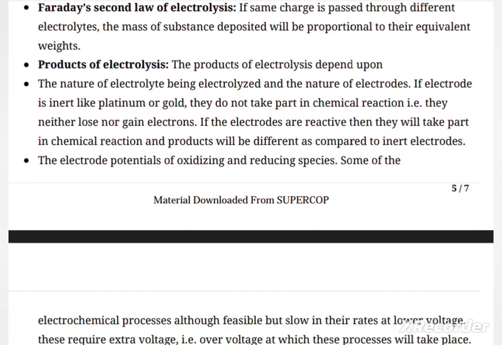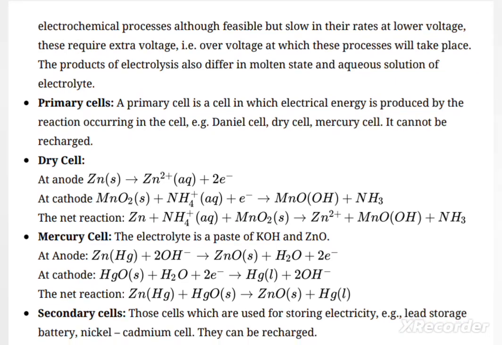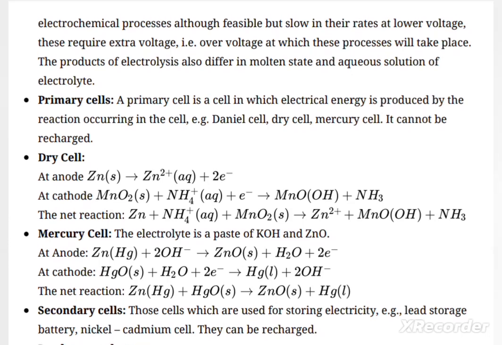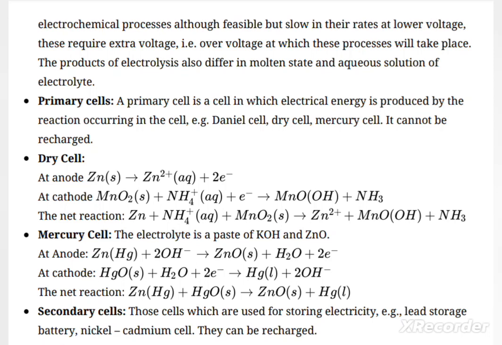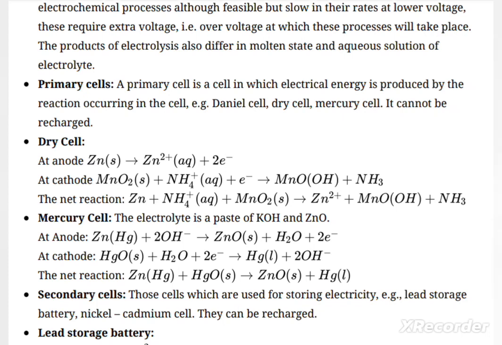Next, the electrode potential of the oxidizing and reducing species. Some electrochemical processes, although feasible, are so slow at the calculated voltage that they require extra voltage, called overvoltage, before these processes will take place. The product of electrolysis is also different in the molten state and in the aqueous solution of the electrolyte.